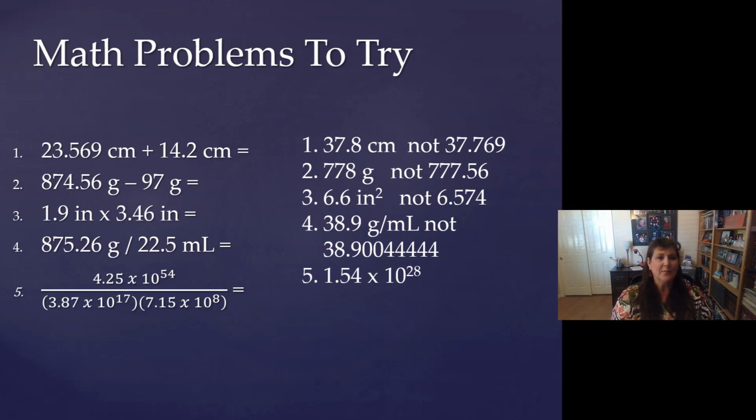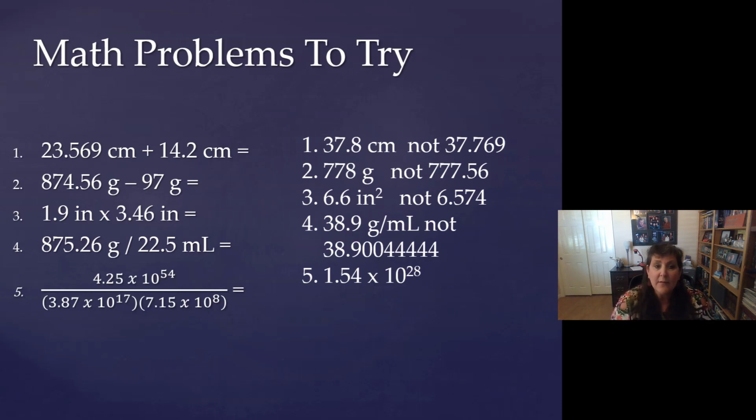All right, number 3, we're multiplying. Multiplying means we focus on sig figs, the least amount of sig figs, which is 2. 1.9 inches has 2 sig figs. So the answer is 6.6 inches squared, because inch times inch is inch squared. And we can only have 2 sig figs because we're multiplying. So 6.6, not 6.574.